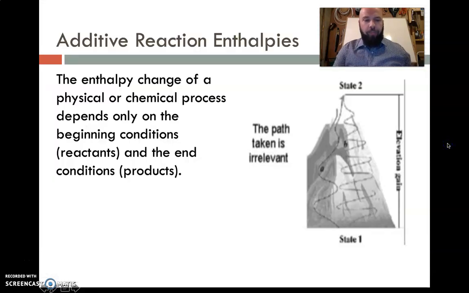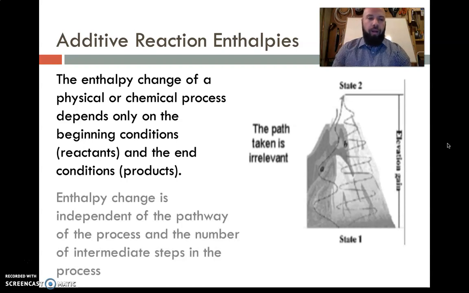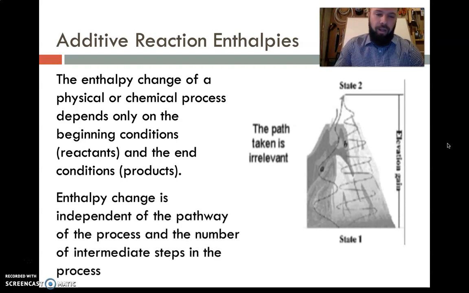So, Hess's law. Hess's law states that the enthalpy change of a physical or chemical process will depend only on the start conditions and the end conditions, or the reactants and the products. It does not matter the path that you take to get to those products. If you do the direct step or a reaction path that requires a few different steps, the change in enthalpy will result in always the same overall value. The enthalpy change is independent of the pathway and the number of intermediate steps.